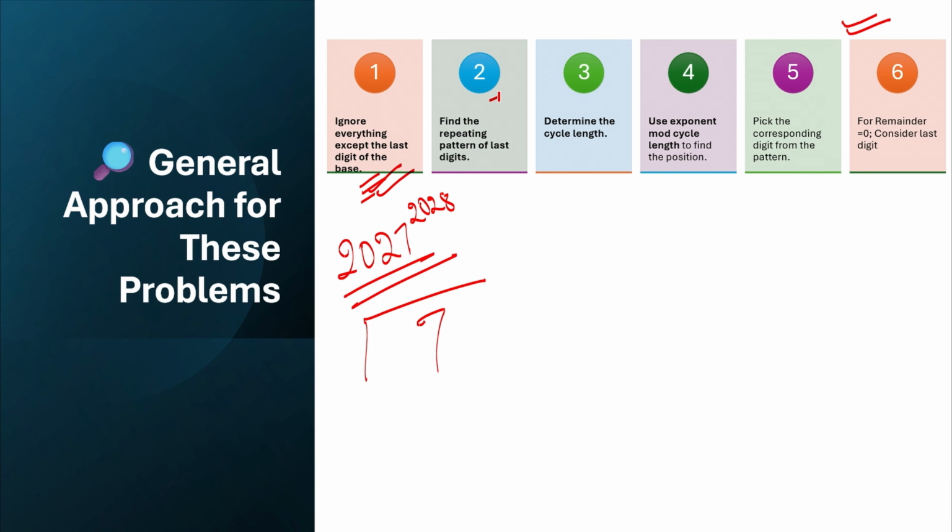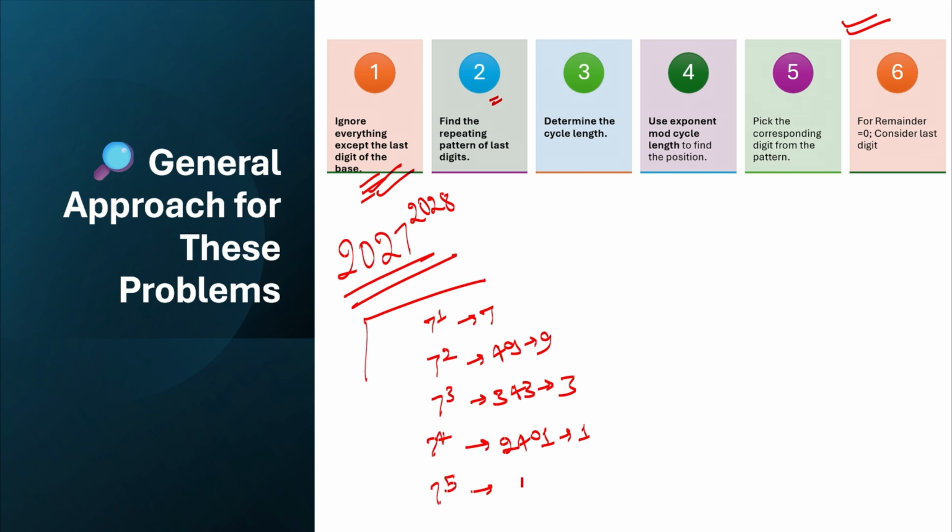Now the second step: find the repeating pattern of the last digit. So 7 power 1 gives 7. 7 power 2 gives 49, last digit is 9. 7 power 3 gives 343, last digit is 3. 7 power 4 gives 2401, last digit 1. 7 power 5 gives 16807, last digit 7. So from here we determine that after 1 it started repeating the cycle from 7.